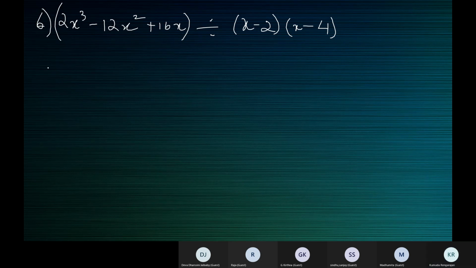Who wants to tell me the steps? Sanjay, tell me. Ma'am, step 1 is we have to take out the common factor. What's the common factor? 2x, ma'am. Very good. 2x is the common factor. And x square minus 6x plus 8, ma'am.